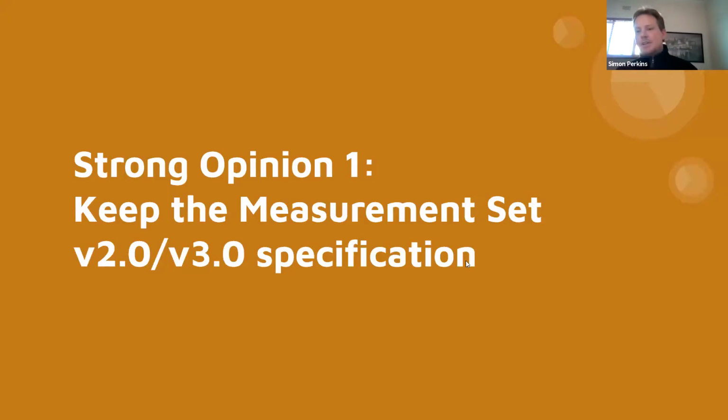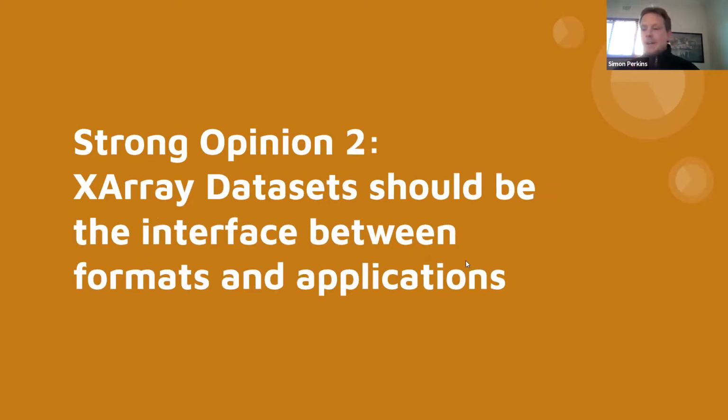So I've got a couple of strong opinions that I want to state. I think we really should stick to the Measurement Set version 2 and 3 specifications, because it's the lingua franca of our software, and we understand the specification quite well already. I strongly feel that xarray datasets should be the interface between our formats and applications. And I think it would be really good to settle on something acceptable to everyone there.